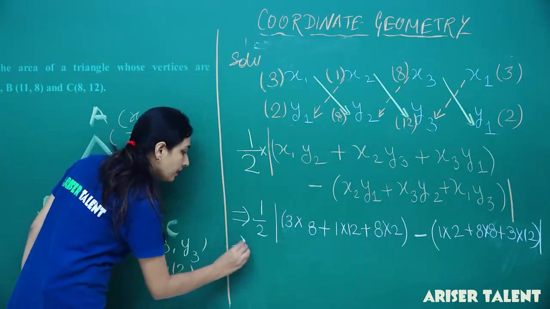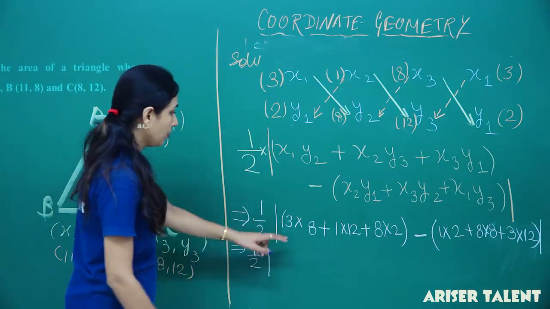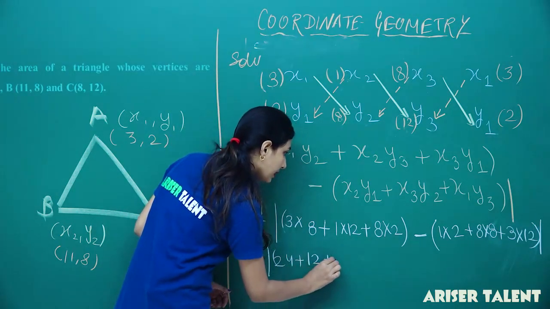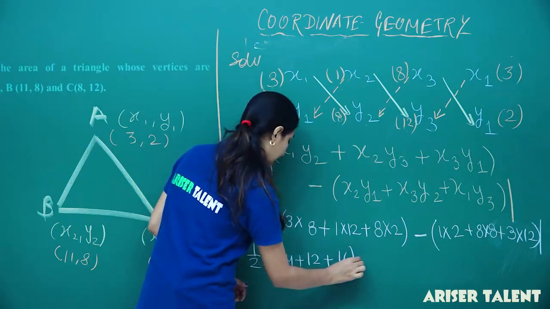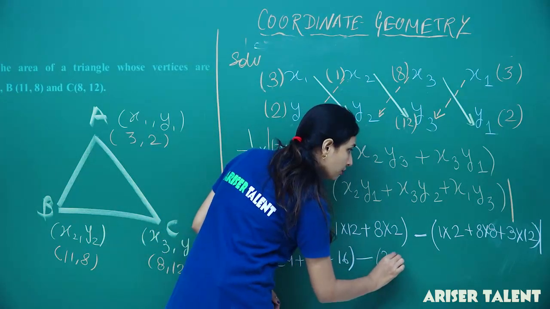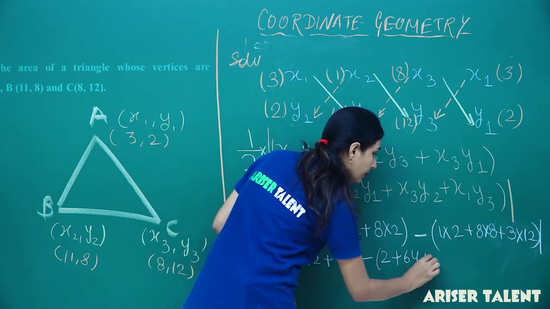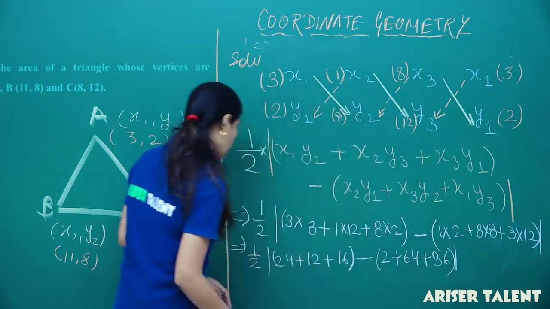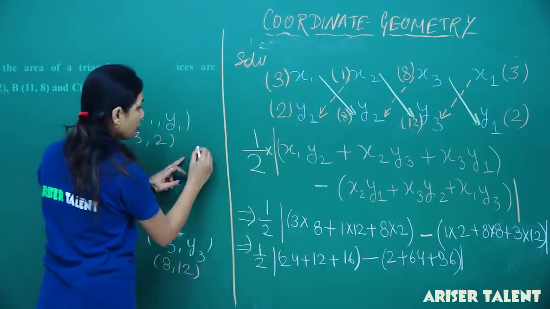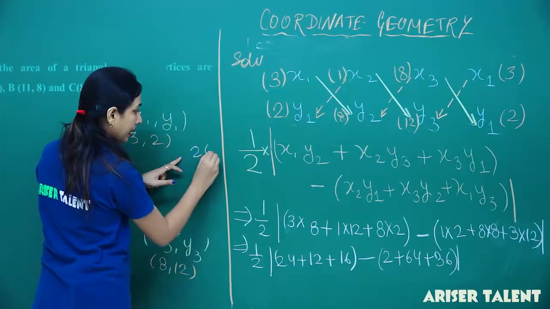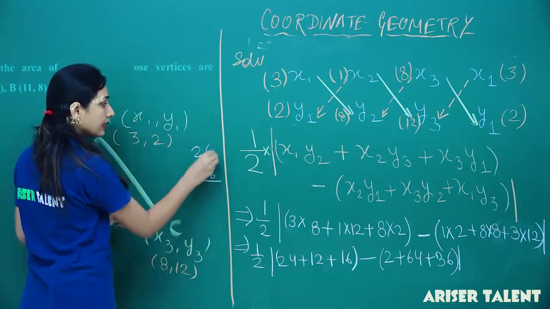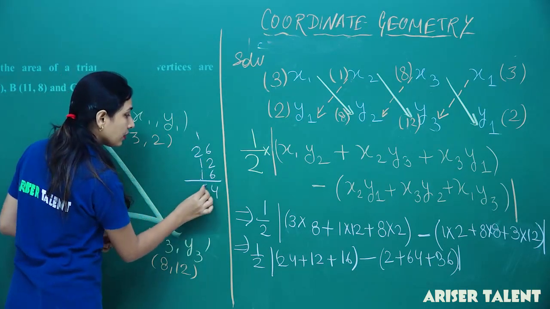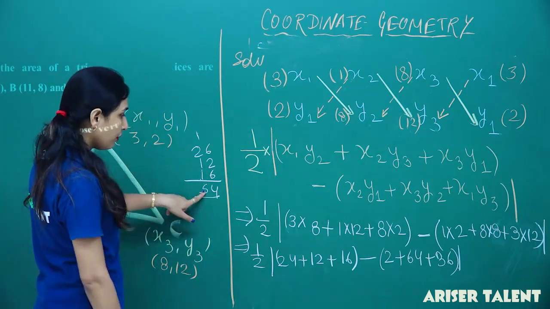Right. So that will be 1 by 2 modulus of 24 plus 12 plus 16. Okay, and that will be here minus 2 plus 64 plus 36. Okay, so can I solve it here? Right there, that is 24 and 12 and then 16. So 6, 6, 12, 13 and 14, 4 and here 1. So 2, 3, 4 and 5. So 54, right? 54 this.